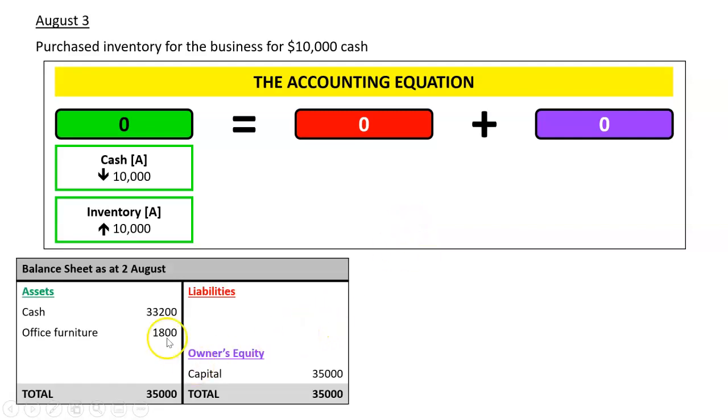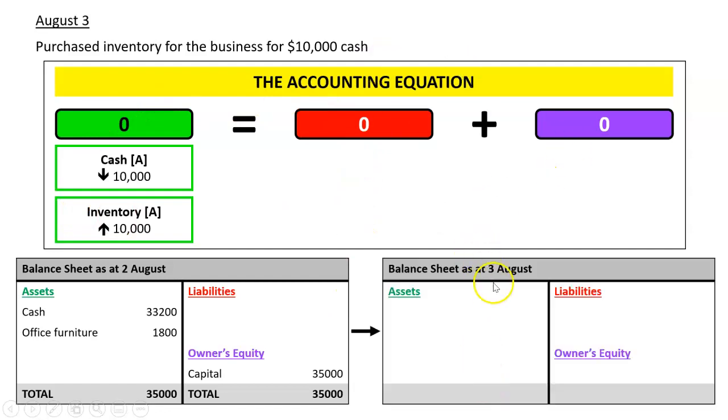We've now got a turn. This is the balance sheet from the day before on the 2nd of August. Something's happened on the 3rd. The rules of double entry say this has got to balance now after we put this in. So let's update it here for the 3rd of August. So what we'll start with is this cash figure. It was that, but we just said it's got to go down 10,000.